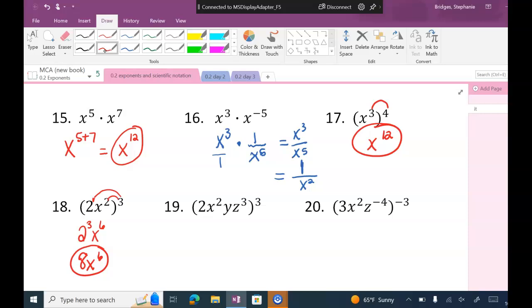I'm going to put 3 to the third as 27. And then I just need to double check. Is there anything that I have the same at the top and the bottom that I can simplify? No. So we leave it just like that.